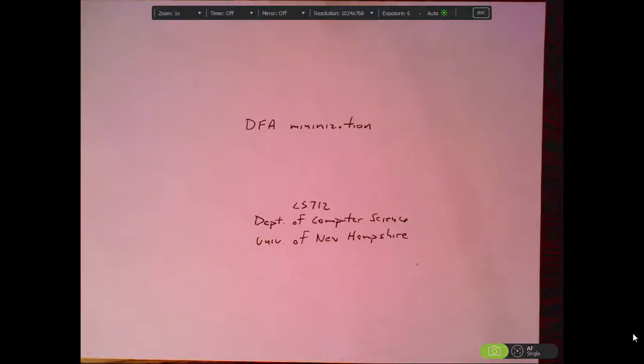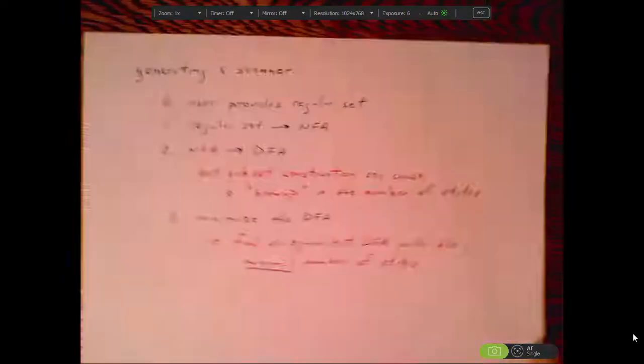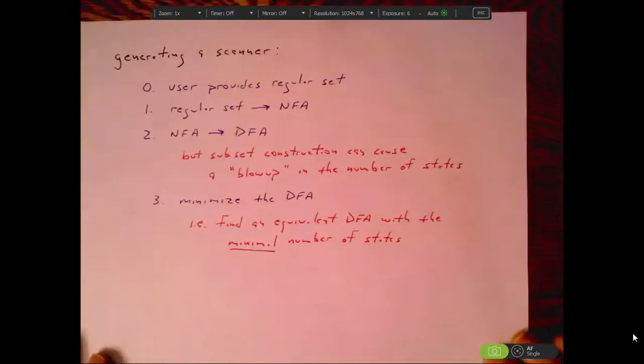Welcome back to CS712. In this session I'm going to talk about DFA minimization. So let's back up and review why we care about minimization actually.